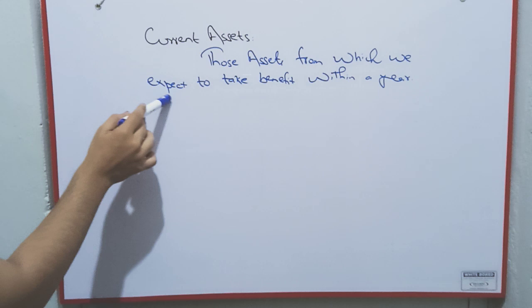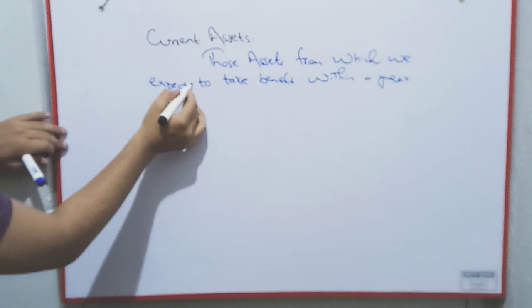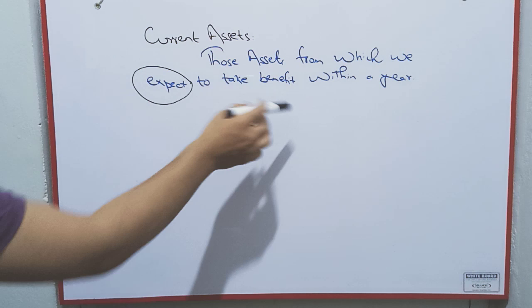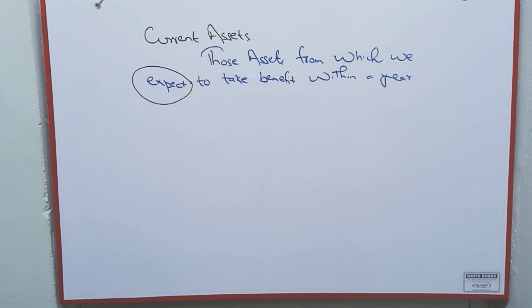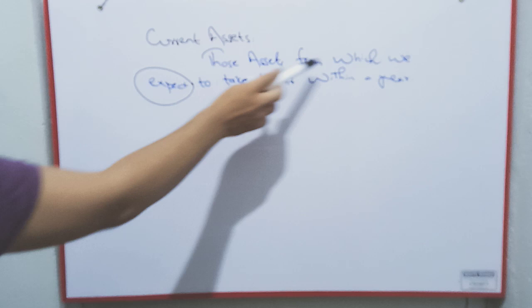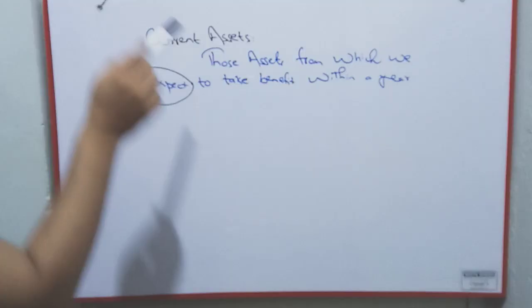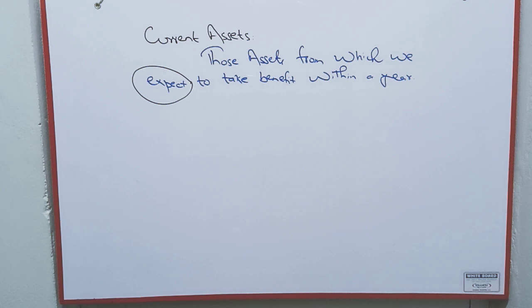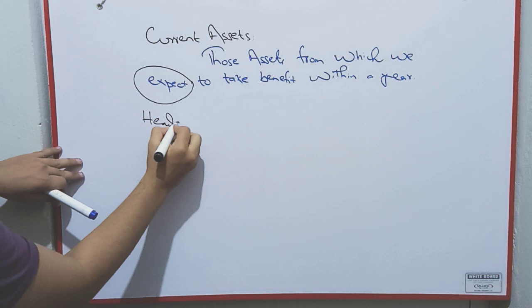The most important word is expect to take benefit. We expect to take benefit within a year. We expect that we would take benefit within a year, within 12 months. So those assets from which we expect to take benefit within a year are called current assets. There are some examples which we say in accounting, heads of accounts. So there are some heads of accounts which we should know about.